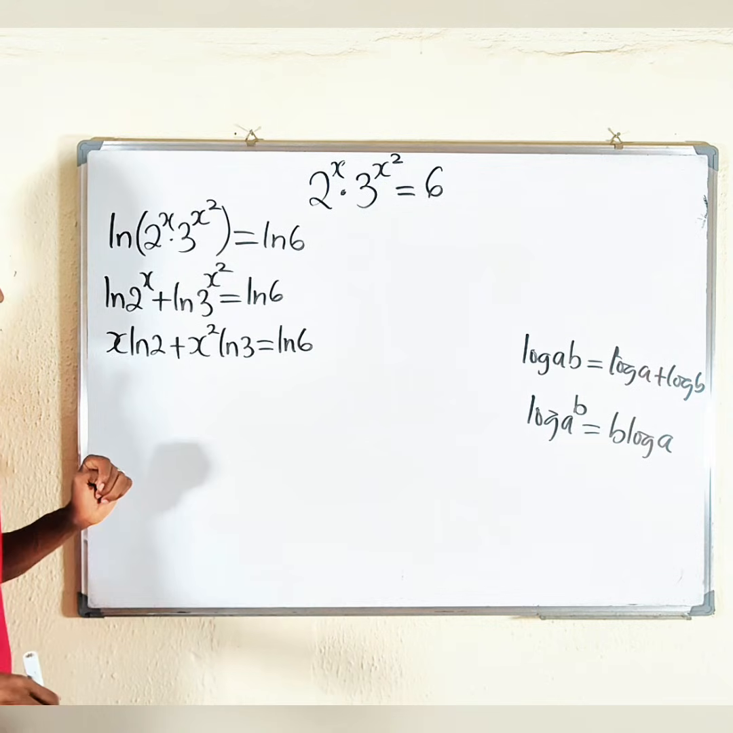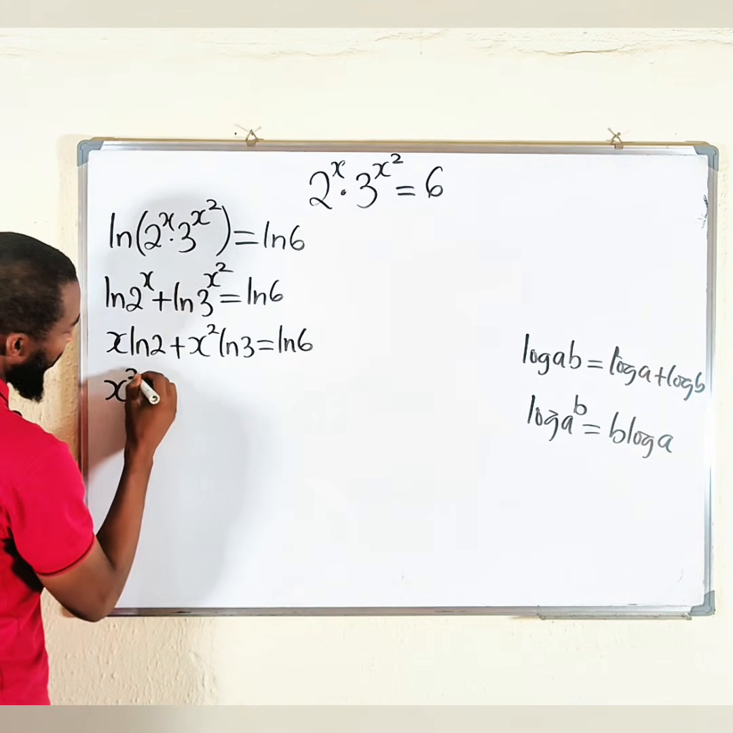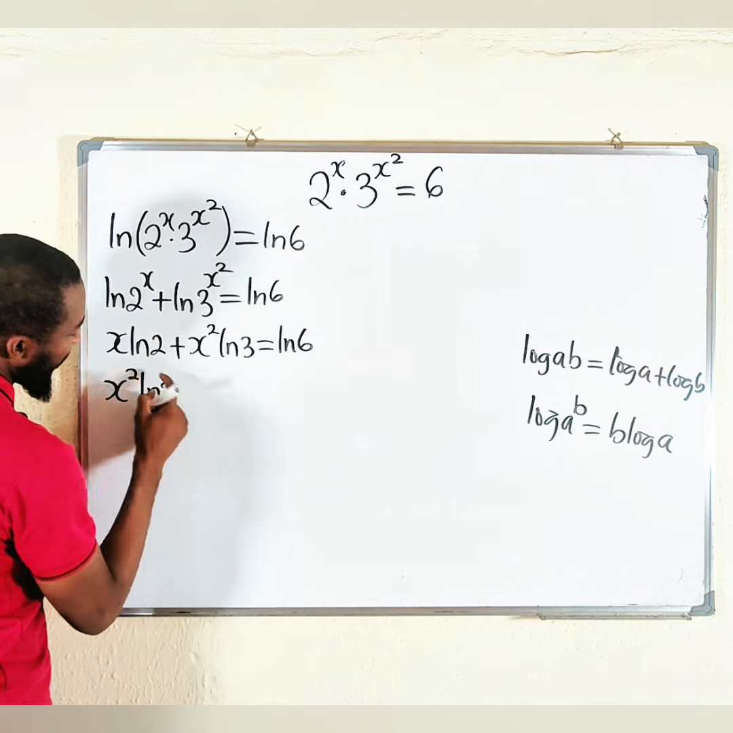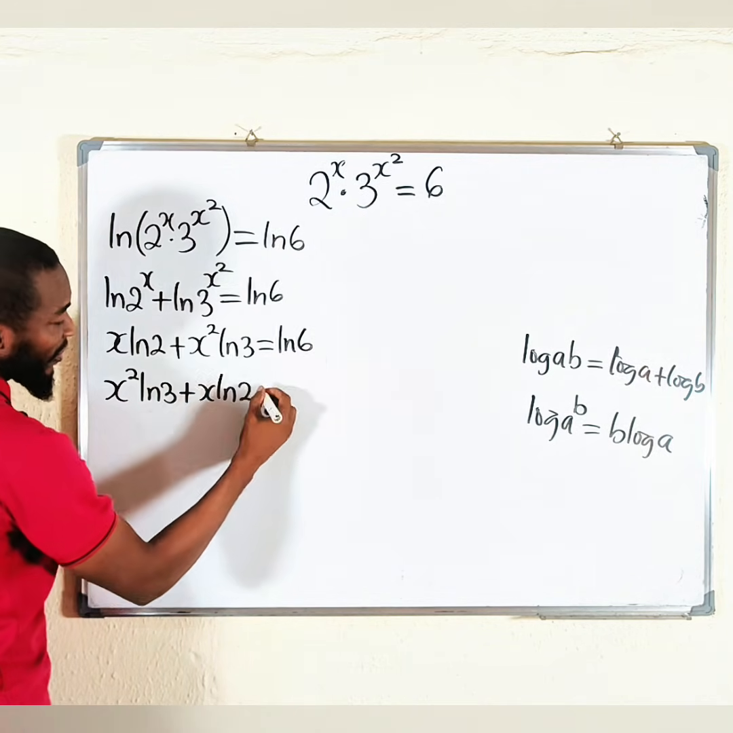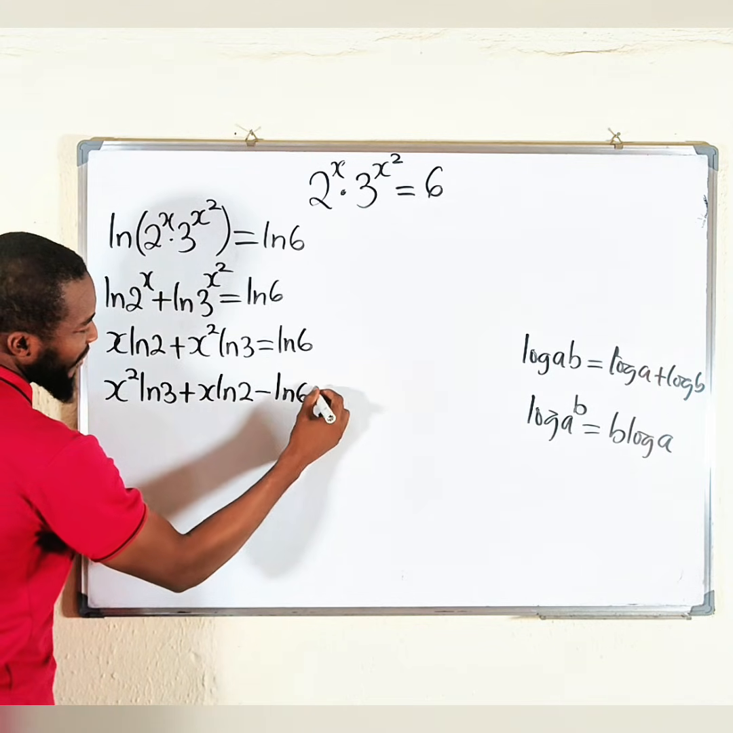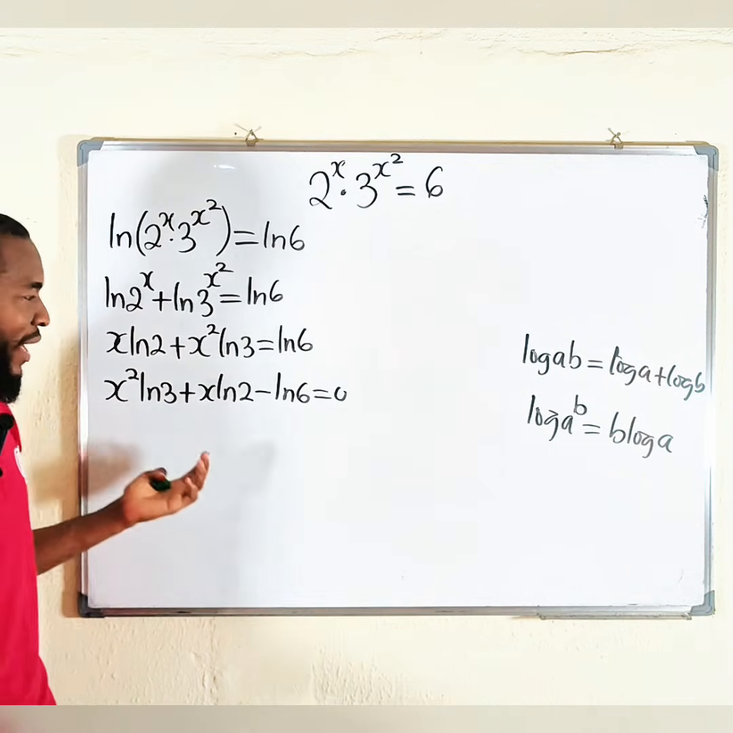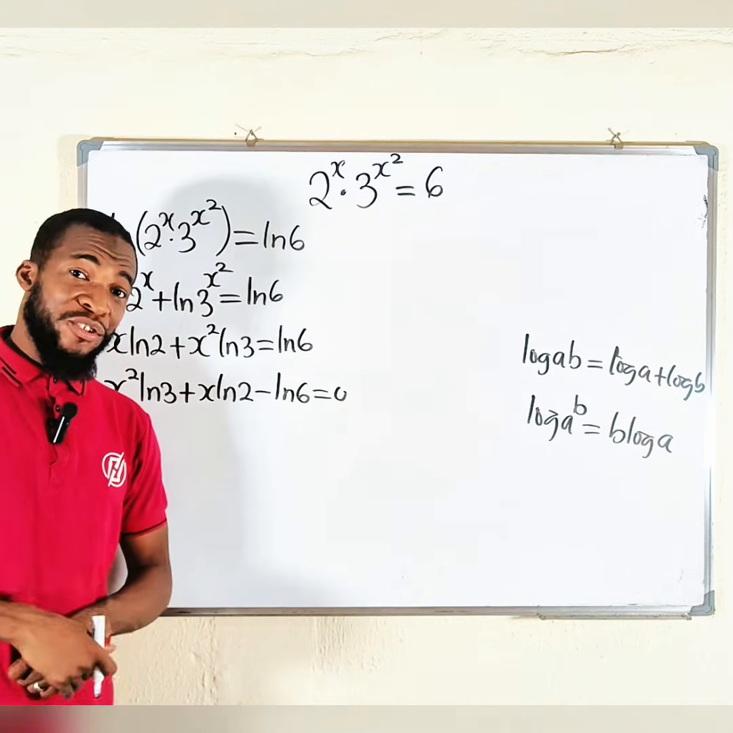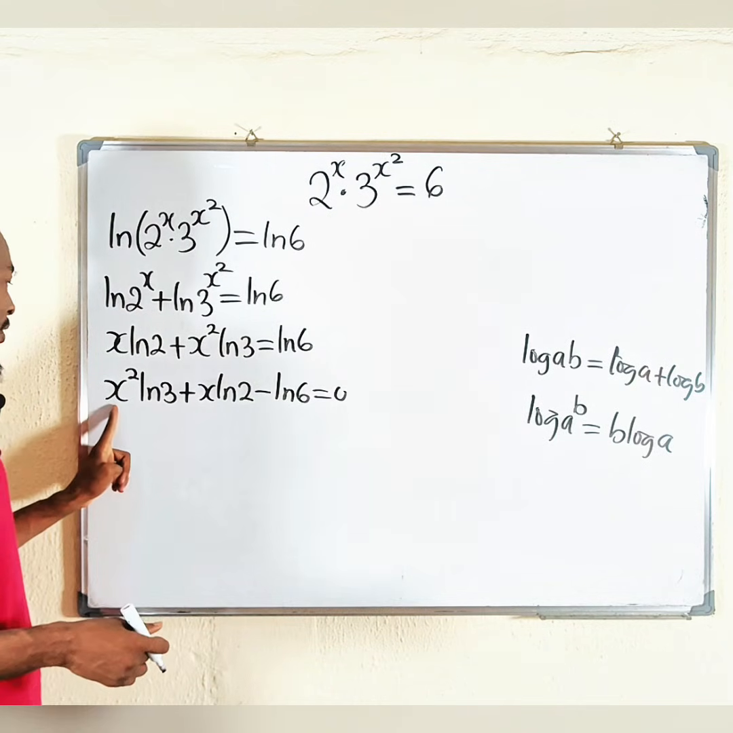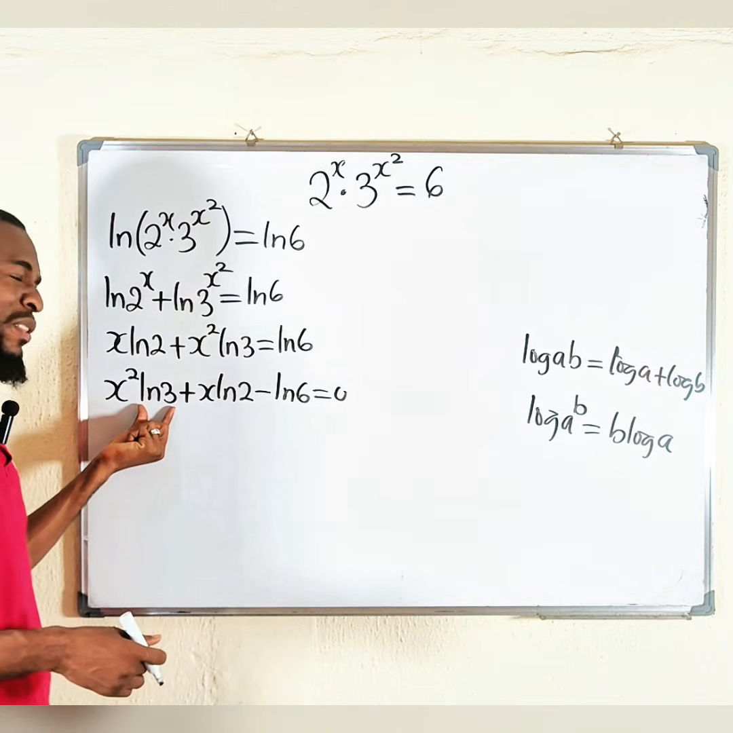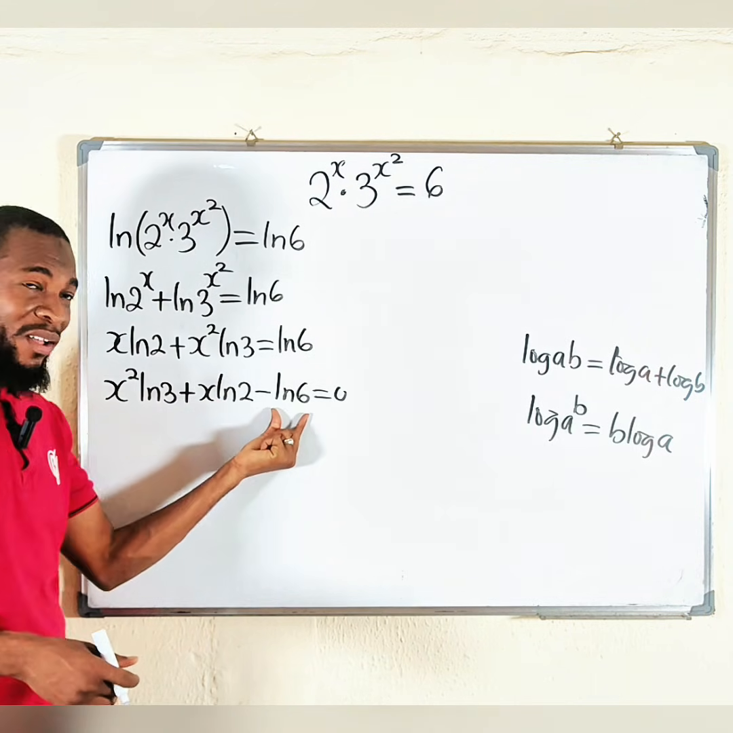Bring all terms to the left hand side. Let me start with this one. This is x squared natural log of 3, then this one plus x natural log of 2. As this crosses over, it becomes negative natural log of 6, and we have nothing to the right, 0. Observe, this is a quadratic equation in terms of what? X squared. This is now the leading coefficient, or a. This is our b, natural log of 2, and this is our constant.